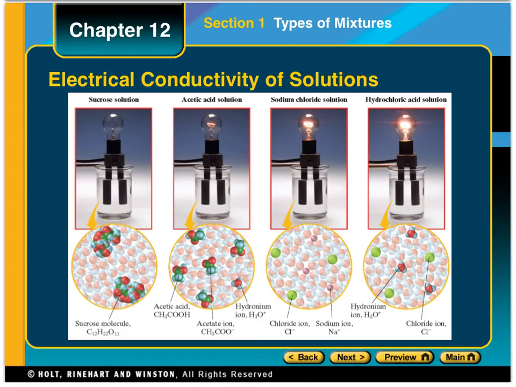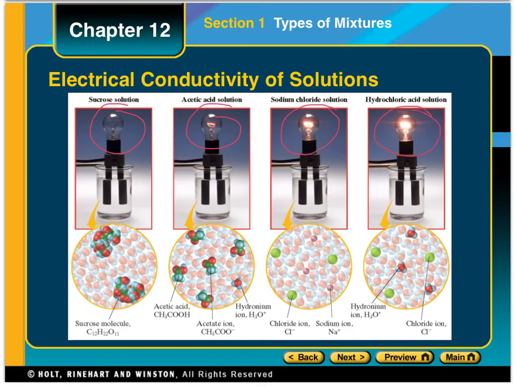Solutions can be classified as non-electrolytes, weak electrolytes, or strong electrolytes. Non-electrolytes don't conduct electricity. Weak electrolytes conduct some electricity, and strong electrolytes conduct a lot of electricity. So hopefully, looking at these pictures, you could see how sucrose would be classified as a non-electrolyte because it's not conducting any electricity. Acetic acid would be considered a weak electrolyte because it is conducting some electricity. Sodium chloride would be considered a strong electrolyte because it's conducting a lot of electricity.